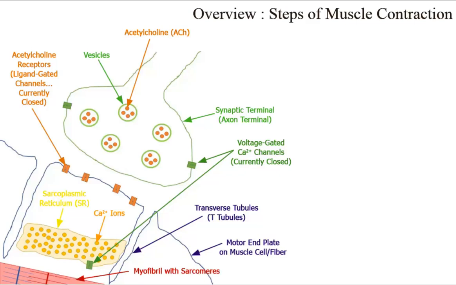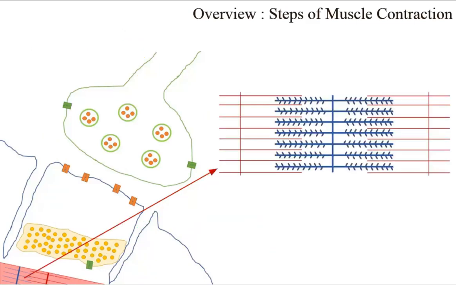So I have a bigger picture of a sarcomere here just to go over some of its structures before we get started. So the dark blue lines are the myosin thick filaments. They have the little heads on them. The red lines are the actin thin filaments. For the sake of clarity, I am not including the titin proteins yet.